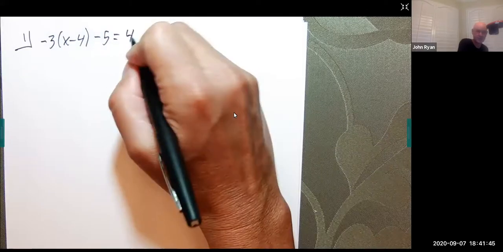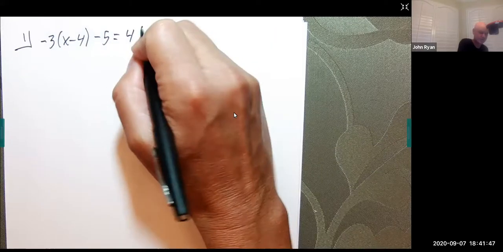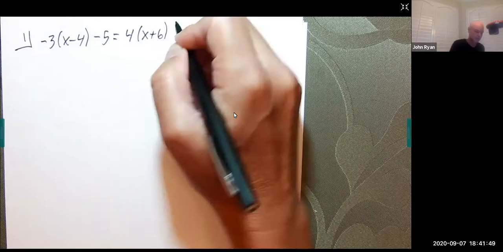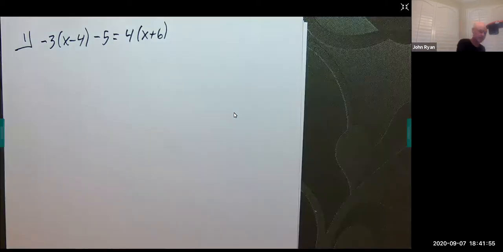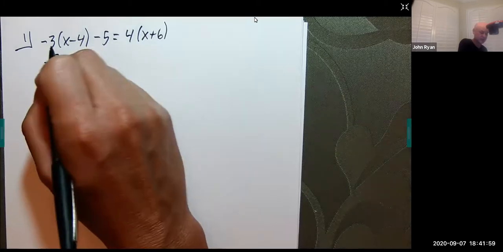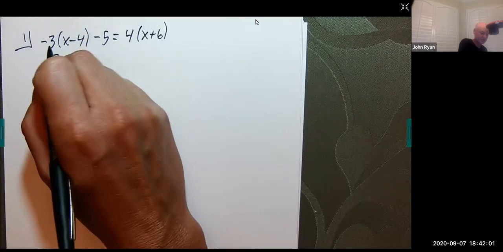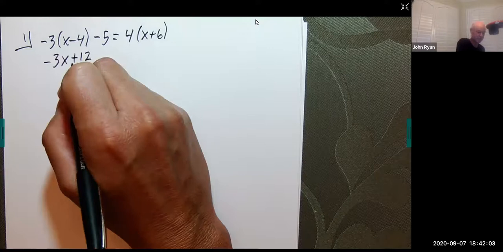So our first question is here. And obviously I'm going to be using the distributive property. So I distribute the negative. Now that's going to change both signs here. Notice that's a plus 12 now.